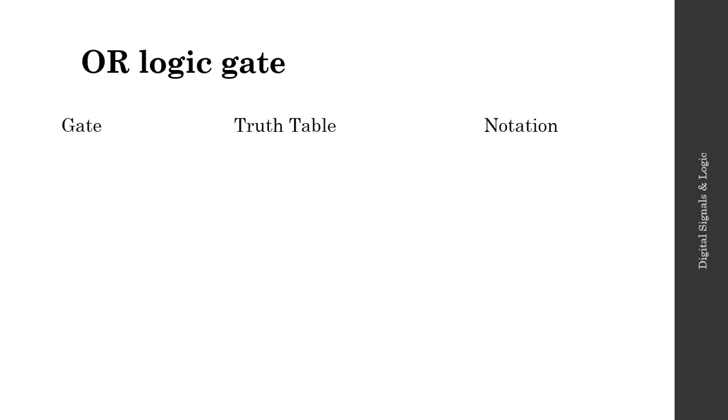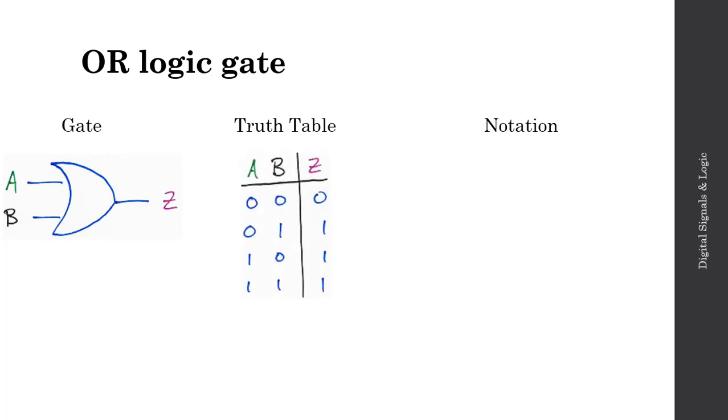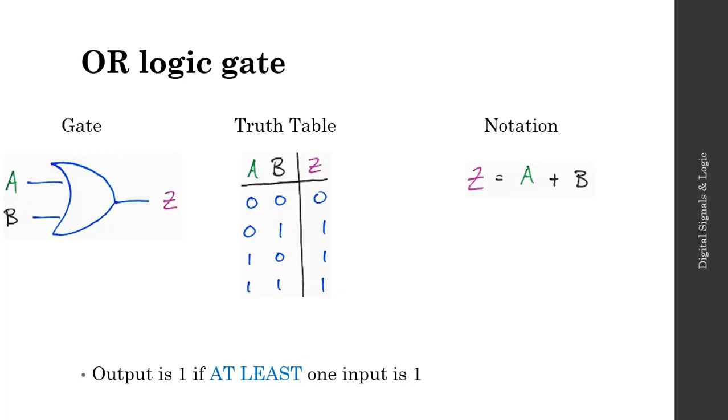We also have the OR logic gate, which looks like the following, where I have an input A, input B, and an output Z. If you draw the truth table for the OR logic gate, what you'll notice is that only in the case where A is 0 and B is 0 is the output going to 0. So the output is going to be 1 or high if at least one of the inputs is 1. Then the notation for the OR logic gate, we'll say Z equals A plus B, and this is what's known as logical addition.